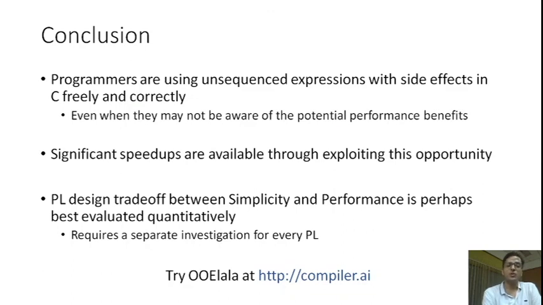To conclude, programmers are using unsequenced expressions with side effects in C freely and correctly, even when they may not be aware of the potential performance benefits. Our work shows that significant speedups are available through exploiting this performance opportunity in C programs. More generally, we think that there is a fundamental PL design trade-off, and we explore this trade-off between programming simplicity and parallel performance quantitatively in our work. While we do this for the C programming language, we think that this requires a separate investigation for every different programming language.